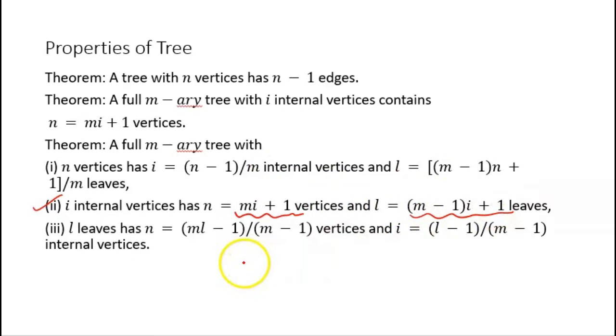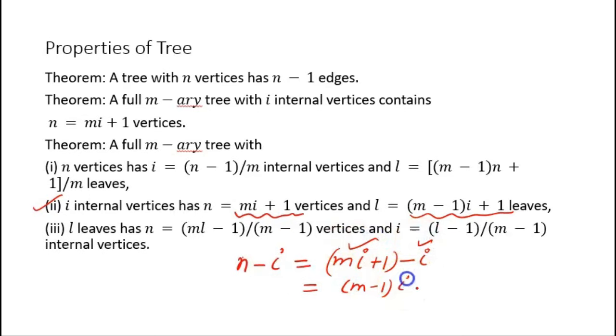So how will you count the total number of leaves? The total number of leaves will be, since I internal vertices are there, n minus I. So n minus I is what? n is total m into I plus 1, and minus I. So I is the internal vertices, so the number of leaves will be, I take these two terms, (m minus 1) into I plus 1. So these many leaves will be there.